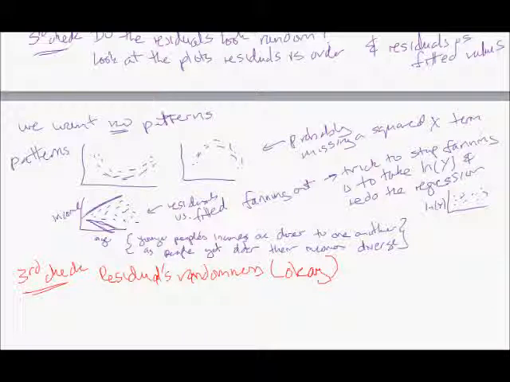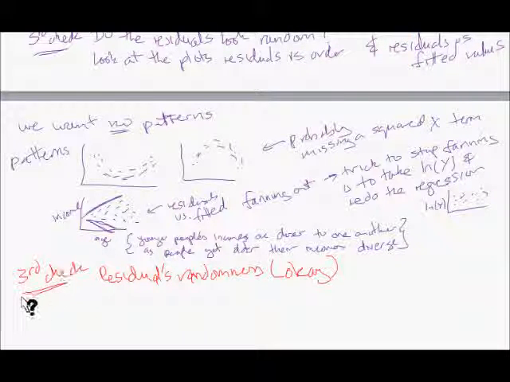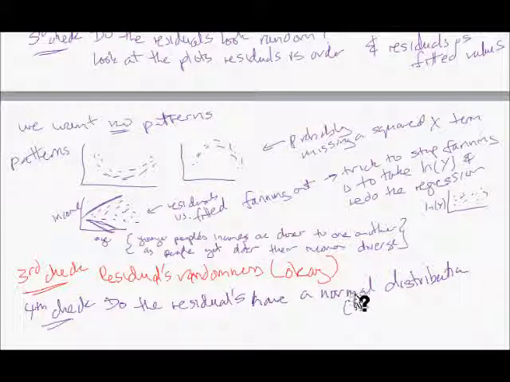The fourth check. I gave you two plots, but actually you only need one of them. The fourth check is: do the residuals have a normal distribution? Right, kind of a bell shape.